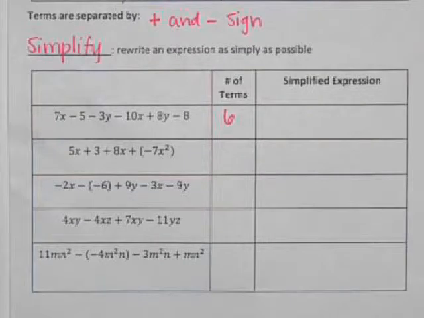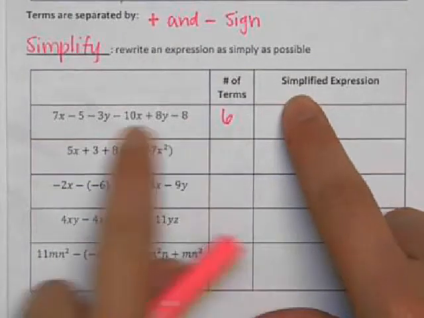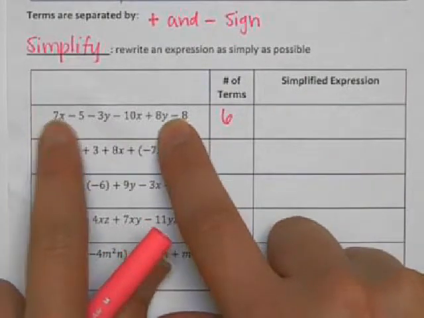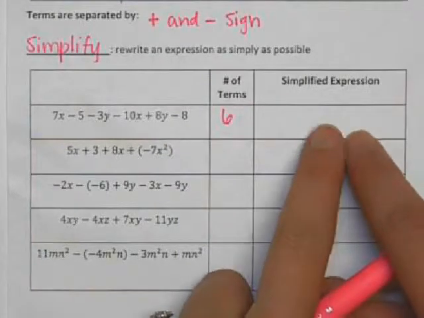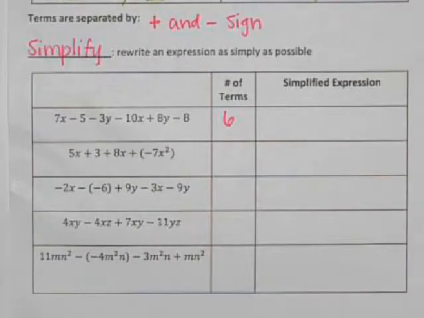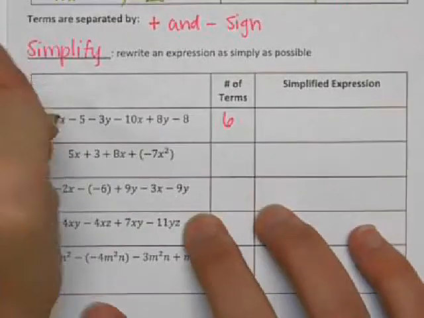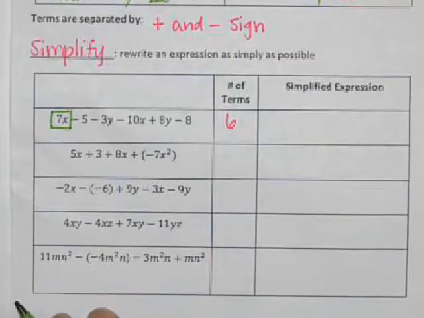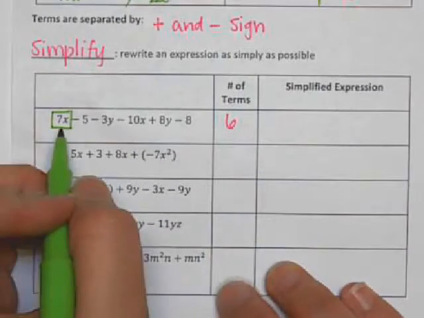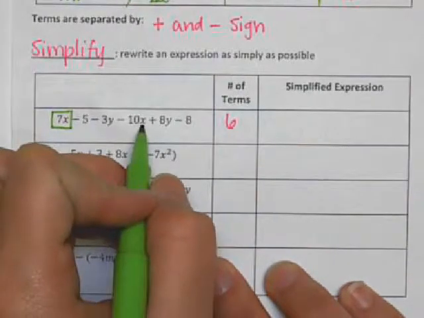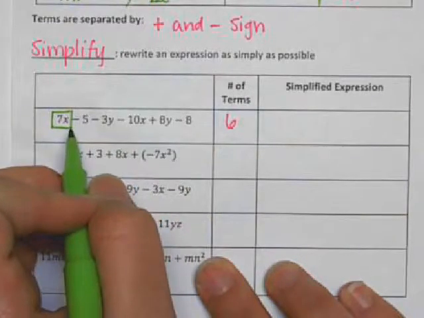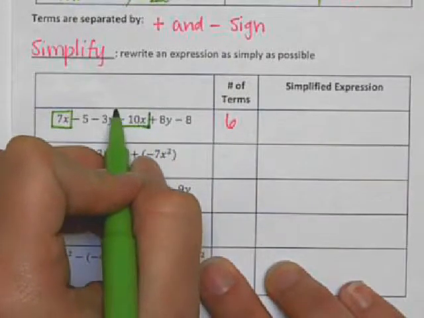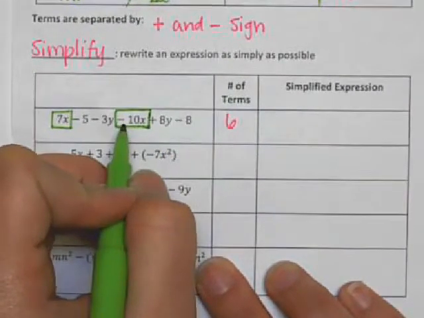Okay, and I want to simplify this as simply as possible. So I'm going to take it as 6 terms, and I'm going to see what's the fewest amount of terms that I can write over here by combining them, combining the like terms. So what I'm going to take is this 7x, and I'm going to put a box around it. And I'm going to ask myself, what is a like term with 7x? Well, 7x and 10x, they both have the same variable. They both have x. So I'm going to put a box around this, and I'm going to include the sign in front of it with it, okay?